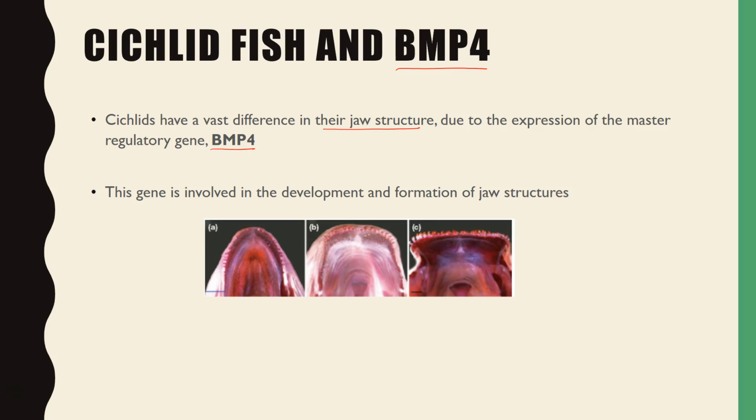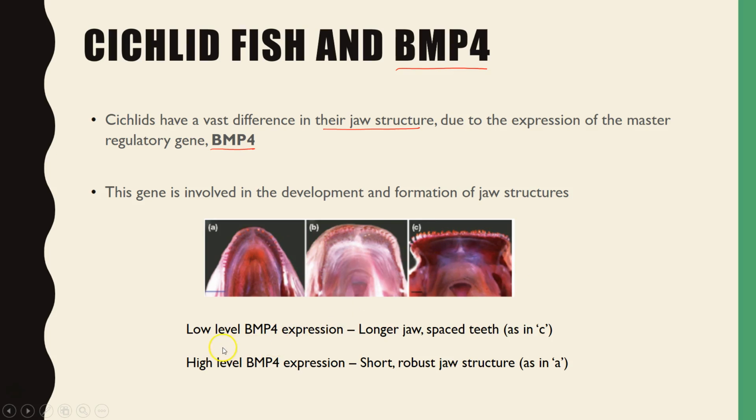You can see here that when we have different levels of BMP4 being expressed, we have differences in jaw. Specifically, when we have low-level BMP4 expression, we have longer jaws with spaced teeth, just like in option C, or picture C. When we have high-level BMP4 expression, we have short, robust jaws, and they obviously will have different feeding environments, so they'll eat different things. When we have intermediate or medium expression of BMP4, we have a jaw structure which looks like this.